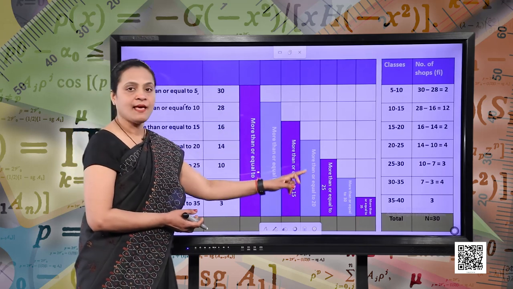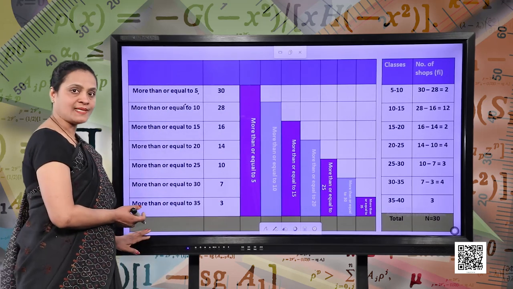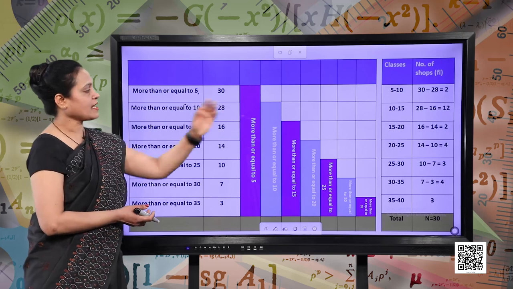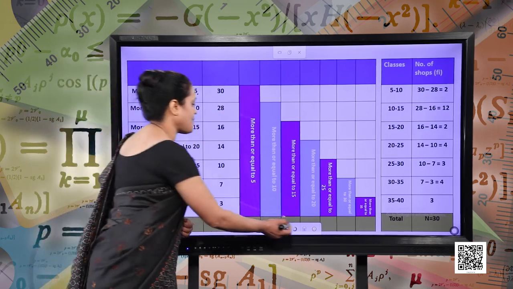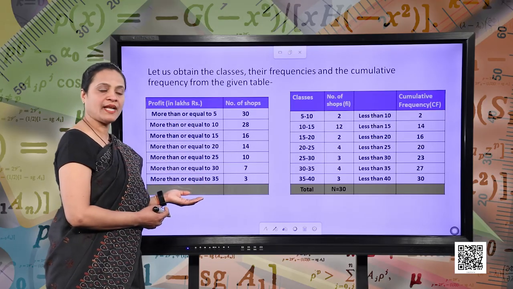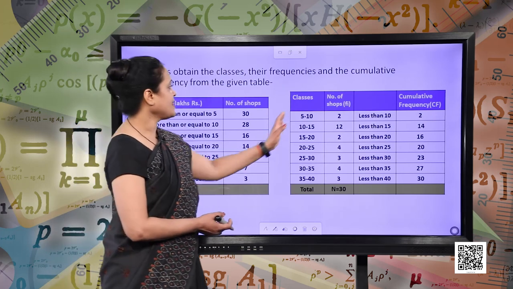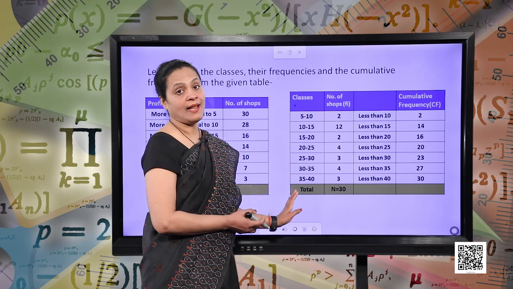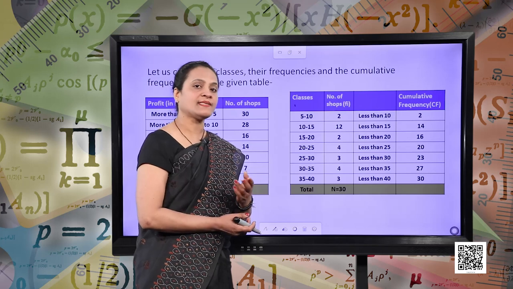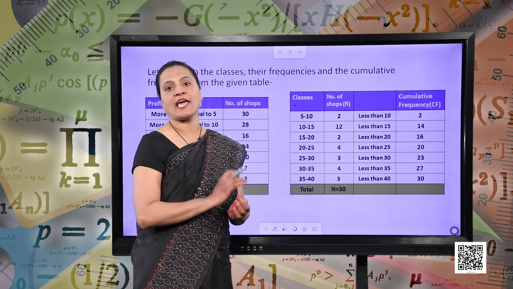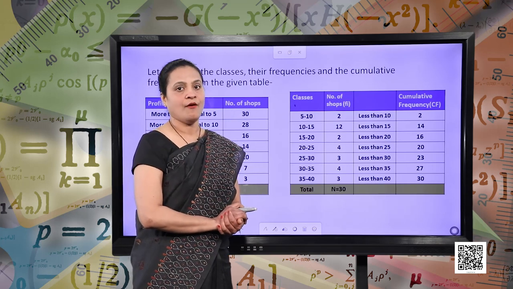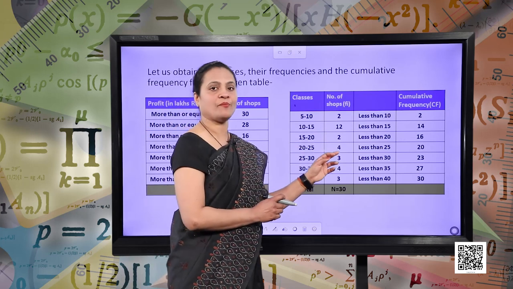So, likewise, we can form all the class intervals and get the respective corresponding frequencies. After getting that table, our next step is, here in front of you, you have the more than or equal to type cumulative frequency distribution table. We have formed the class intervals as well as calculated the respective frequencies. Now, next step, as we need to plot both types of ogives, we need to get the less than type cumulative frequency table also. For that, let us see how we have done it before also.